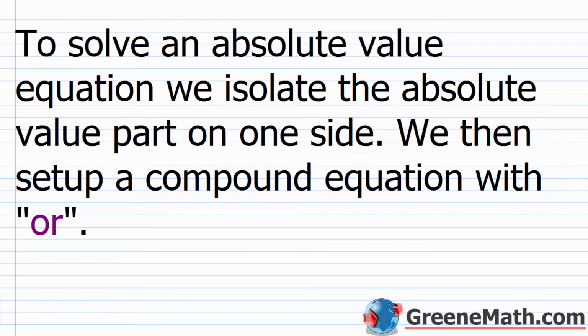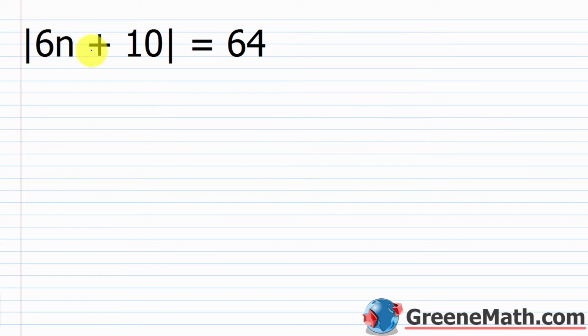So obviously that's the easiest scenario you're going to come across, but you use the same concept when you get into the harder ones. To solve an absolute value equation, we isolate the absolute value part on one side. We then set up a compound equation with OR. Okay, remember OR is telling you that either solution is going to work. So let's look at an example. So we have the absolute value of 6n plus 10 is equal to 64.